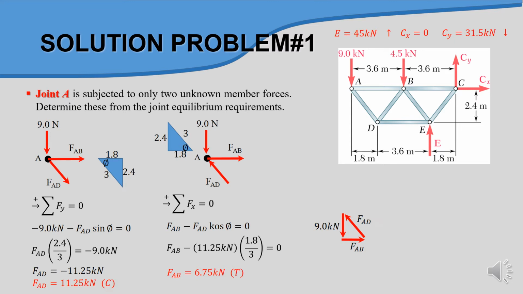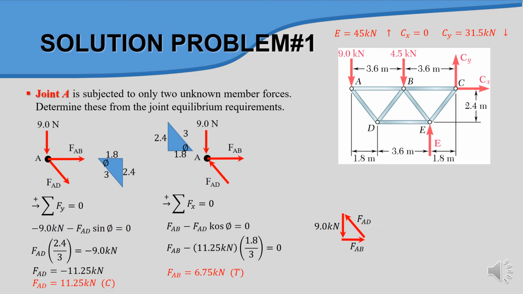Once you start by using the y-axis, you will get the value of FAD is equal to negative 11.25 kilonewton. The correct value is 11.25 kilonewton, which is compression, because in the first place we assumed the member was in tension. Once we get a negative value, we change it to compression.